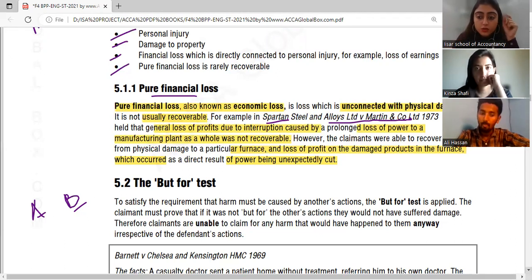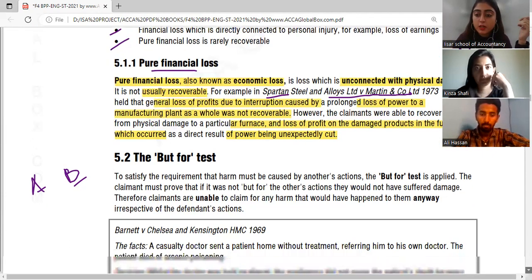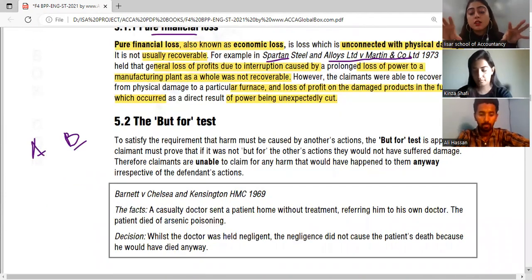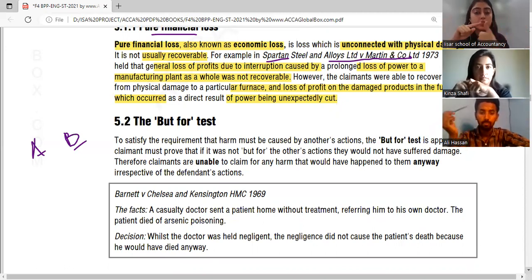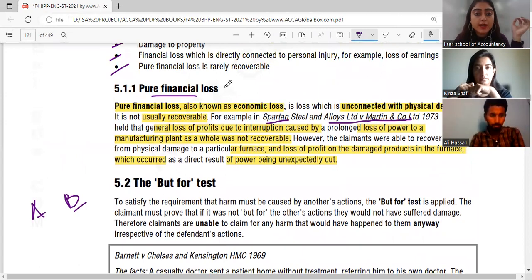Next, upcoming, there will be a lot of cases we will go through, and all of them are very interesting. The theoretical part is over: what a tort is, the types of tort, and what we need to keep in mind to check whether there is a duty of care, whether it was breached, and third, whether the loss was suffered because of that breach of duty of care. These are the main things. Now we will look at different cases and what is happening. Over here only financial loss is happening.